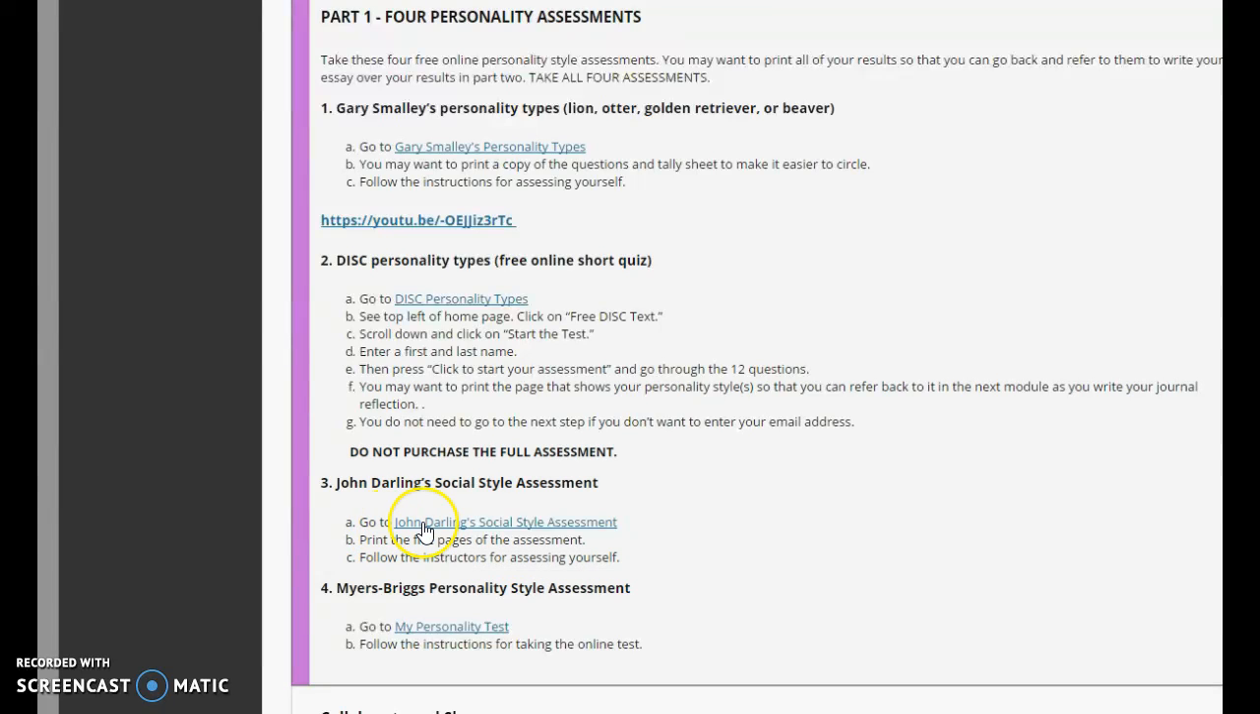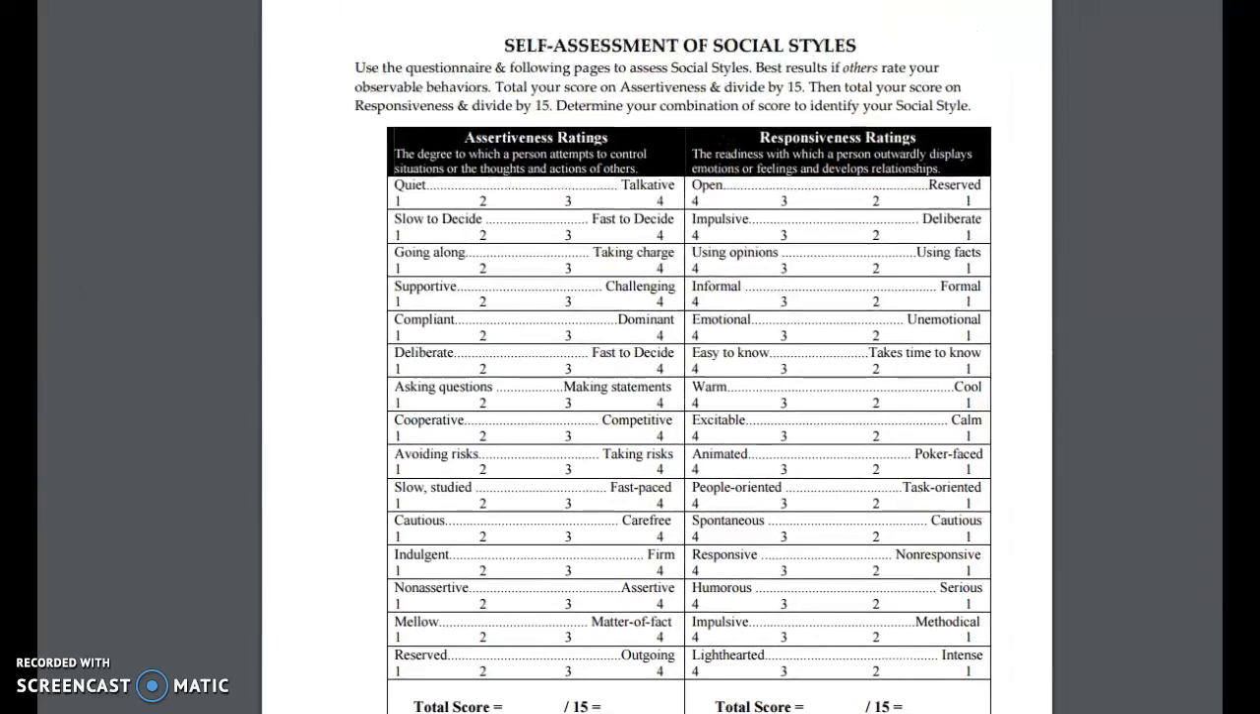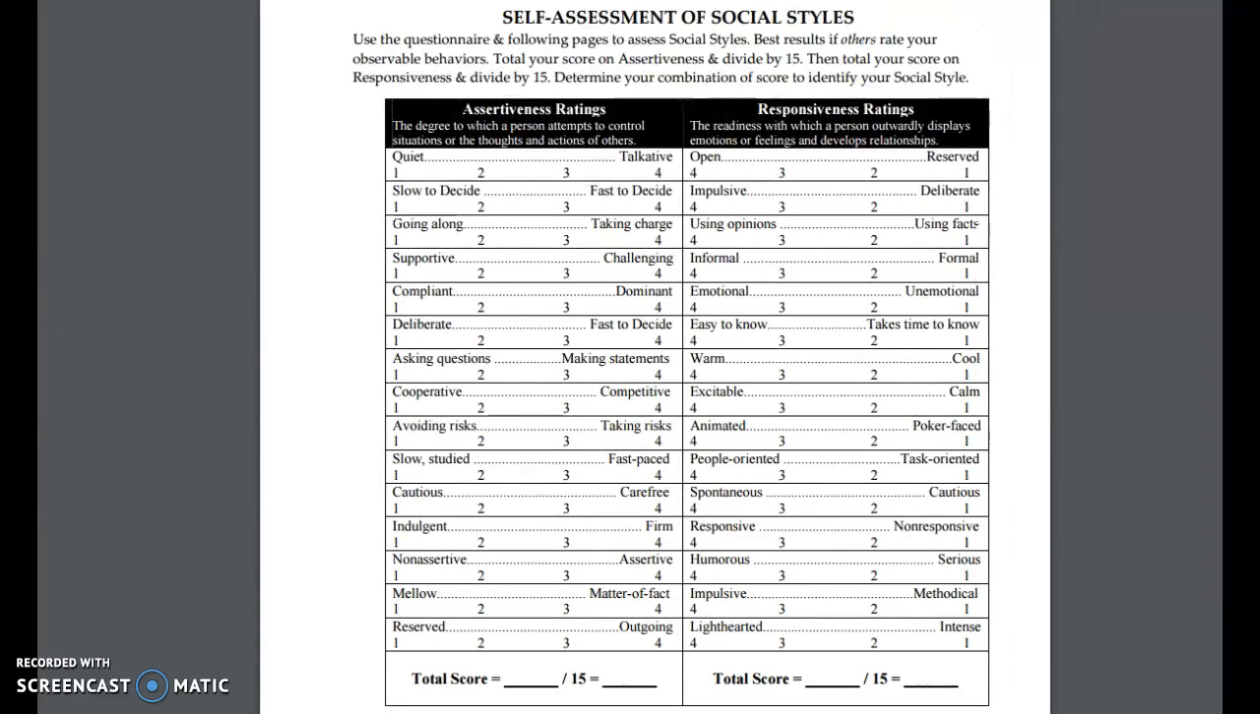This probably would be easier if you had a printer to complete this. But if you don't, that's no big deal. You would just have to write down your answers to keep up with them. We're going to start by clicking the blue John Darling social style. Okay, it's going to bring up this PDF style of assessment. Again, that's why I said it would probably be easier to print this off and be able to write in your answers along that continuum.